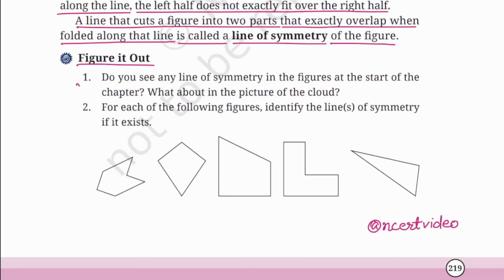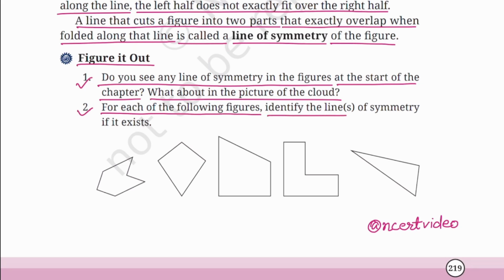Figure it out. 1. Do you see any line of symmetry in the figure at the start of the chapter? What about in the picture of the cloud? 2. For each of the following figures, identify the lines of symmetry if they exist. This is a line of symmetry. Similarly, this one. In this, there is no line of symmetry. And this one has a line of symmetry. In this, no line of symmetry.